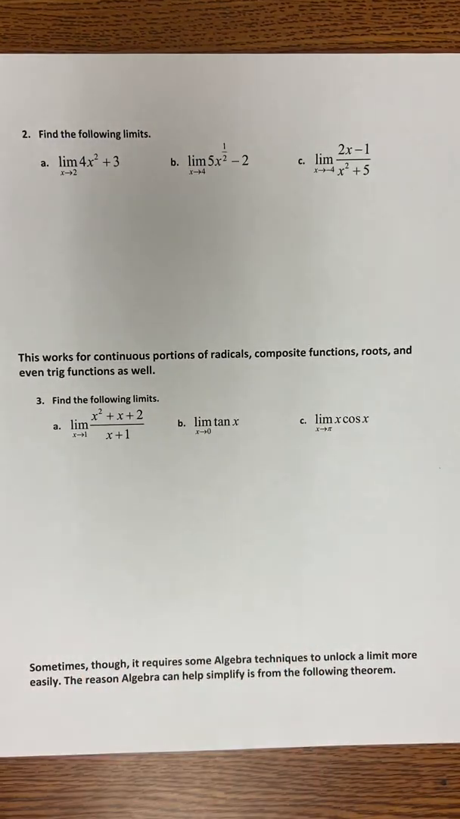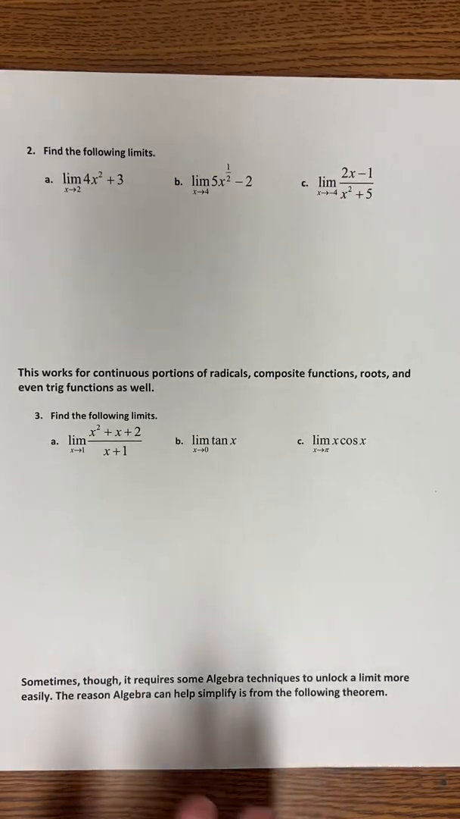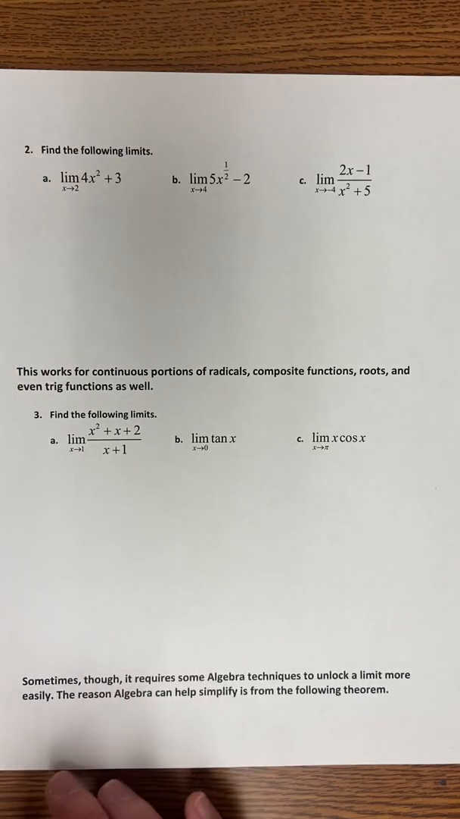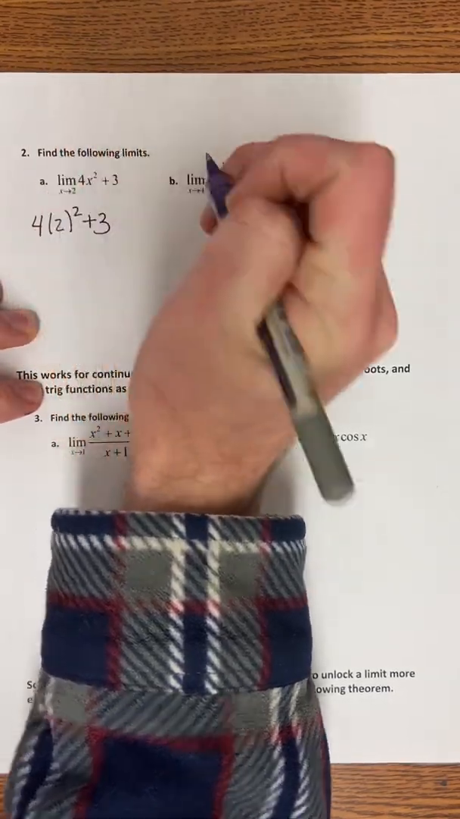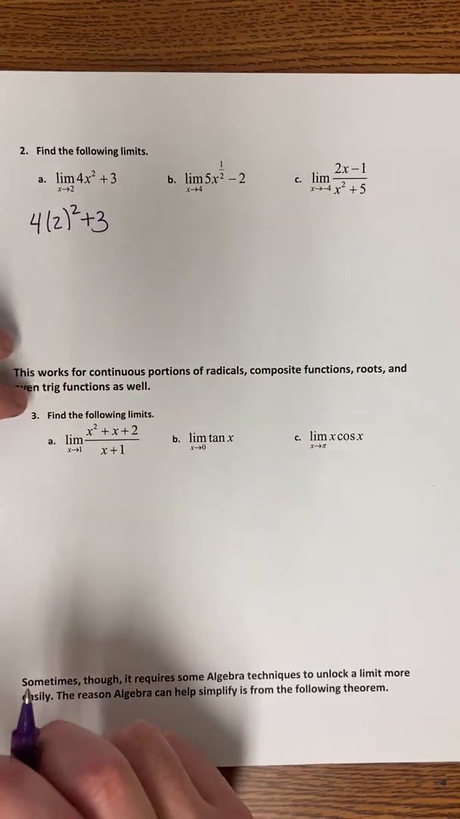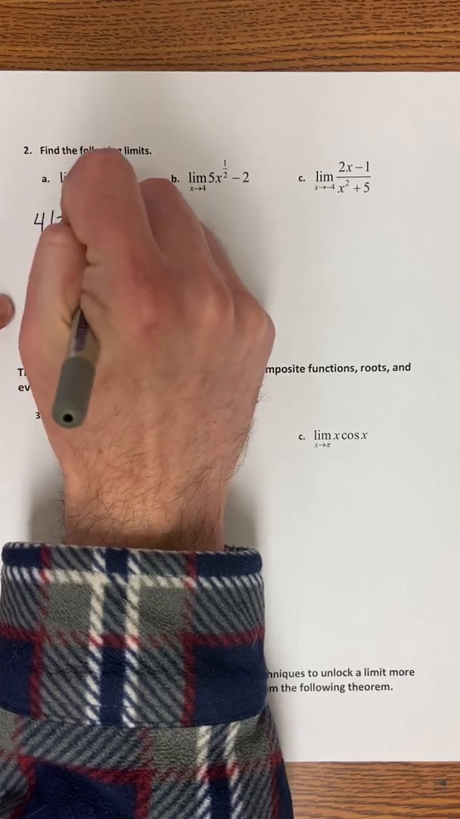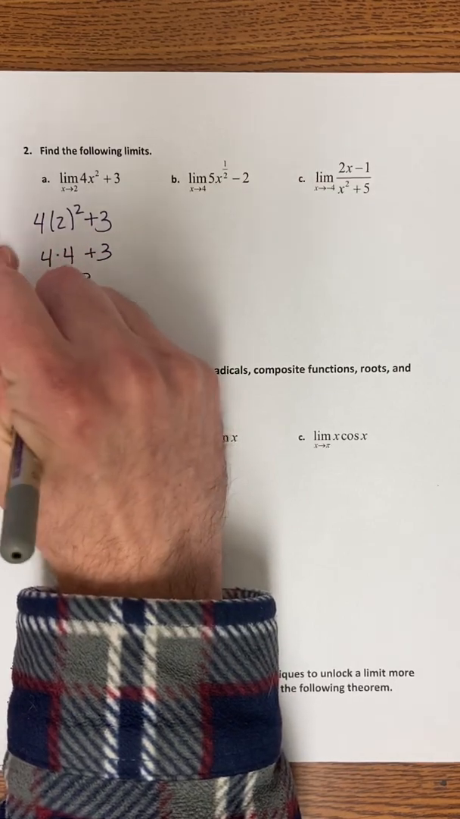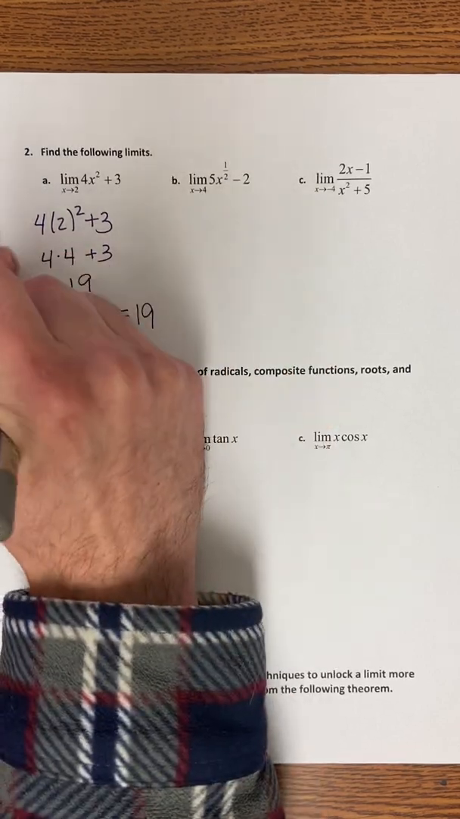The limit as x approaches 2 of 4x squared plus 3. Again, it doesn't really matter what's going on. This is a continuous function, at least at that x value in particular. So 4x squared plus 3 is 4 times 2 squared plus 3. The limit as x approaches 2, we can just plug in. So this is 4 times 4 plus 3, which is 16 plus 3, which is 19. So that means the limit as x approaches 2 of 4x squared plus 3 is equal to 19.